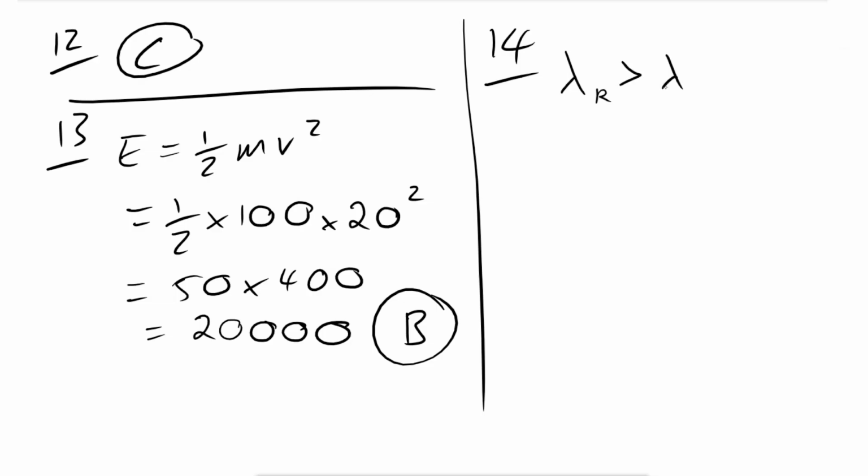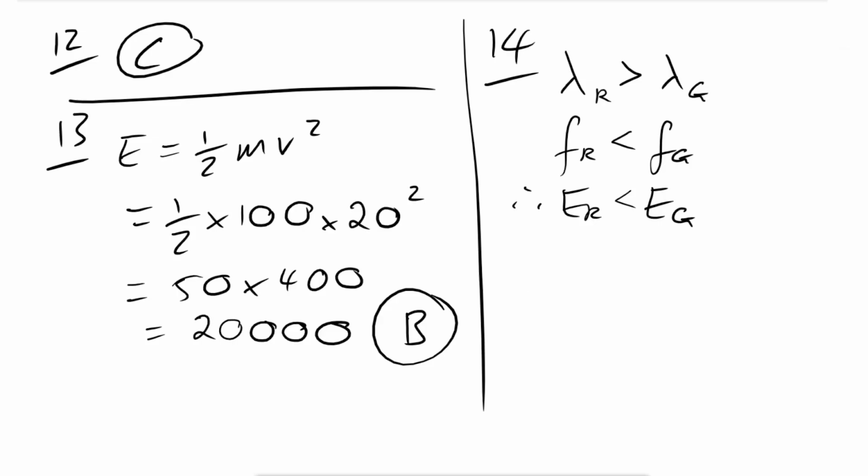Well, red light has a longer wavelength than green light. So that means the frequency of red light must be less than the frequency of green light. Therefore, the energy of the red photon is going to be less than the energy of the green photon. So we're looking for a smaller jump. So therefore, it's either going to be E4 to E3 or E3 to E2.